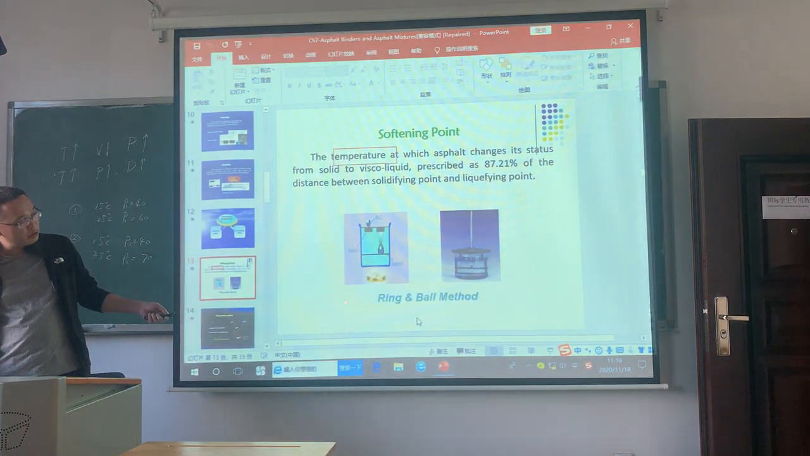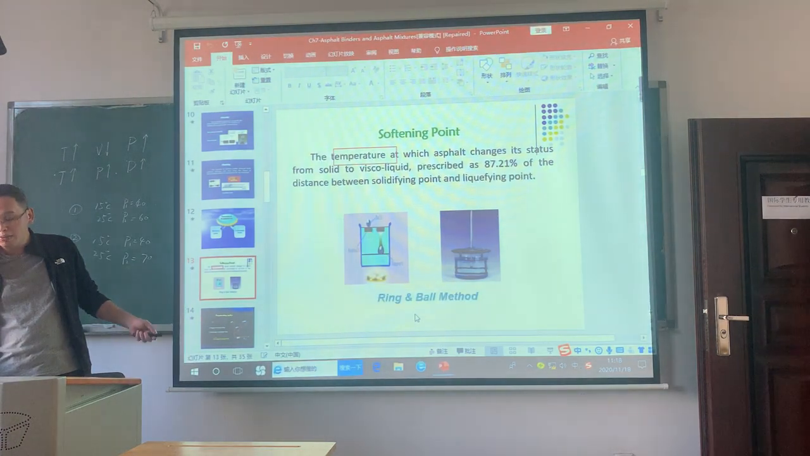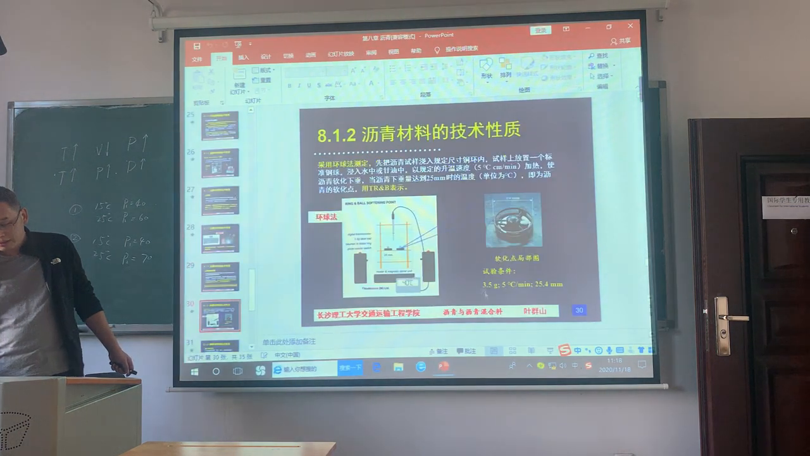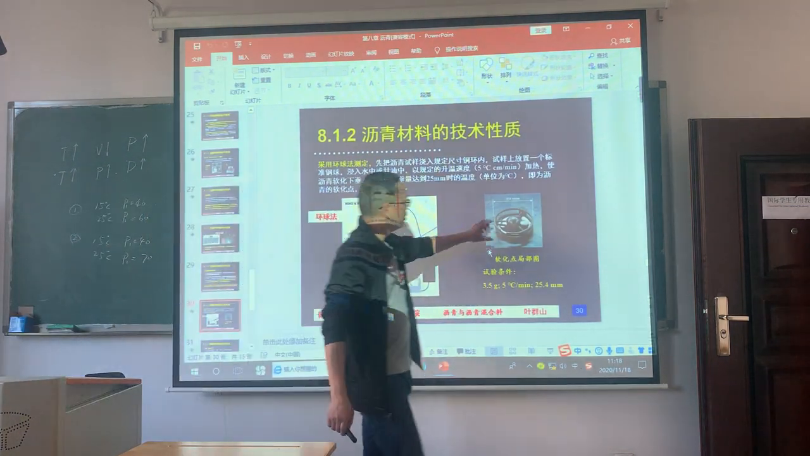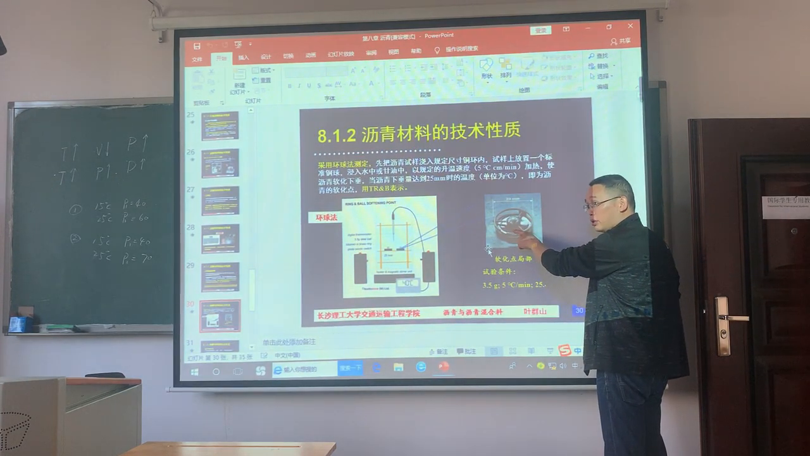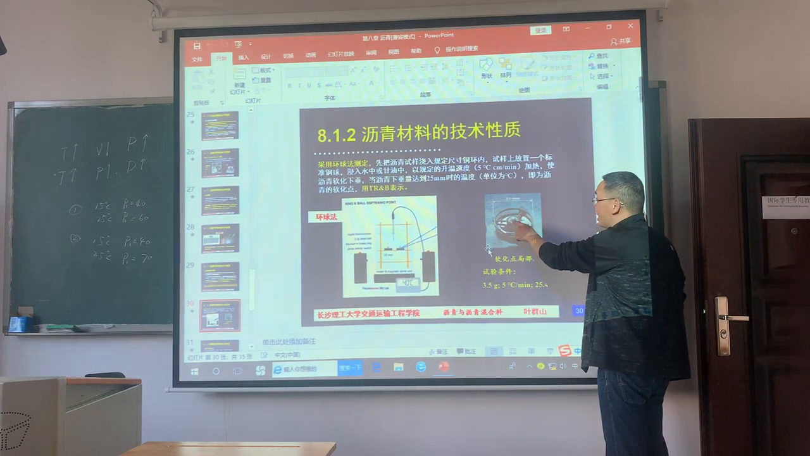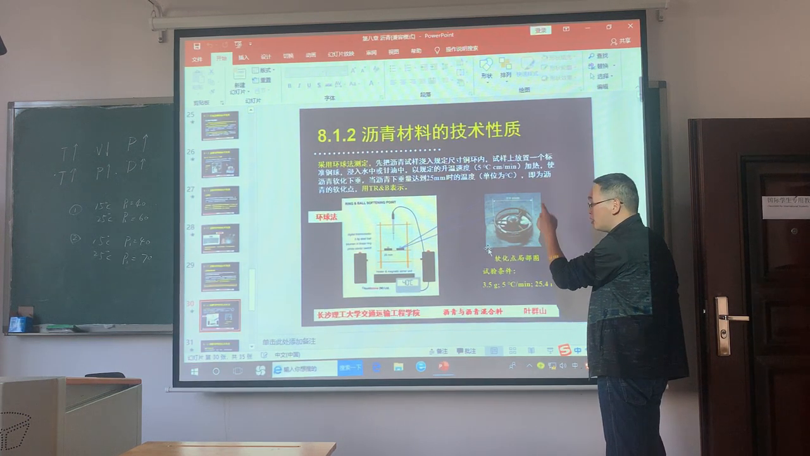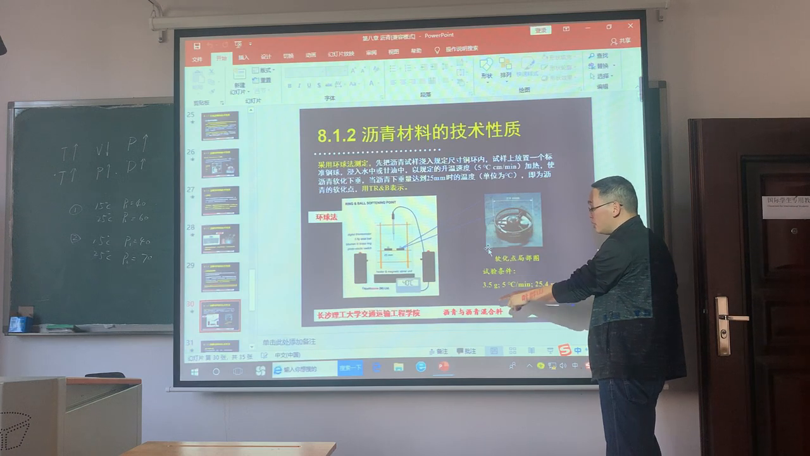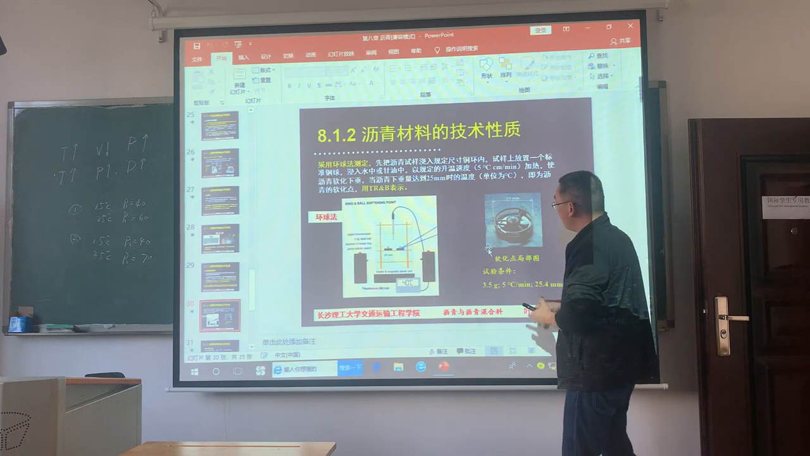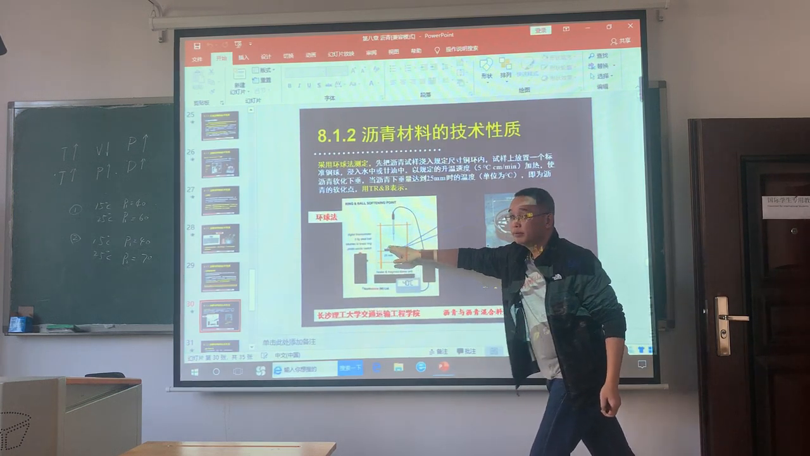We can also call it the ring and ball method. So what is the ring and ball method? Just like that. Here is a ring, and we can pour the asphalt into it. This is a ball, a steel ball, and the weight of the steel ball is 3.5 grams. And then there are two specimens here.